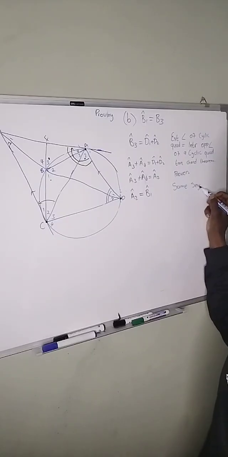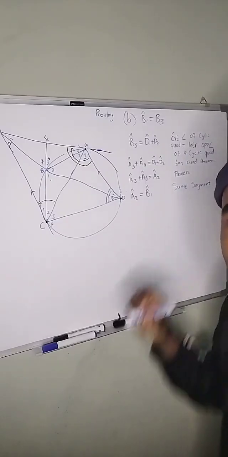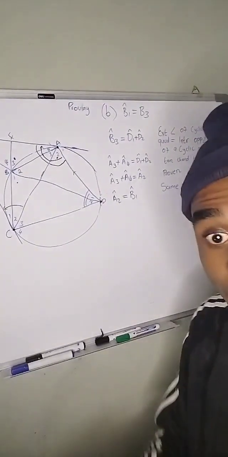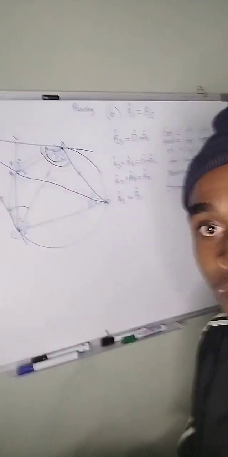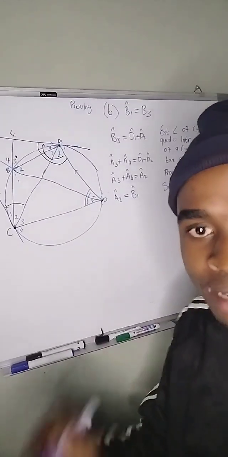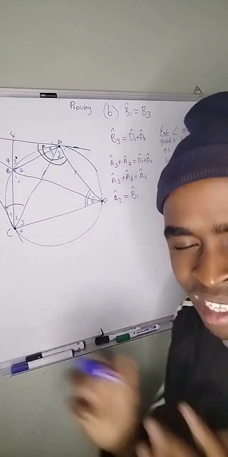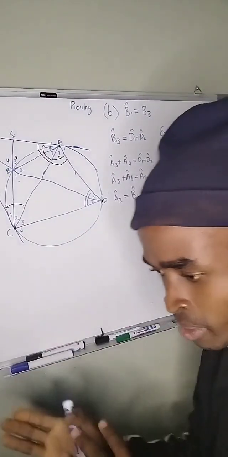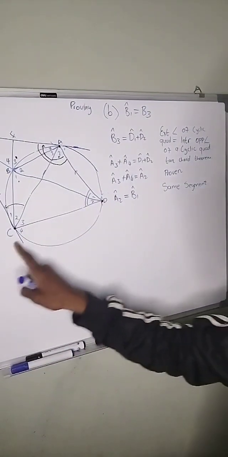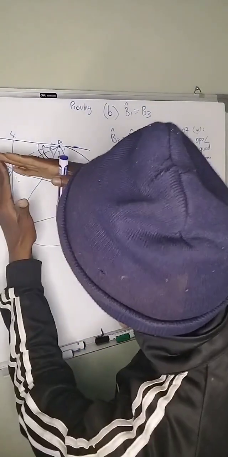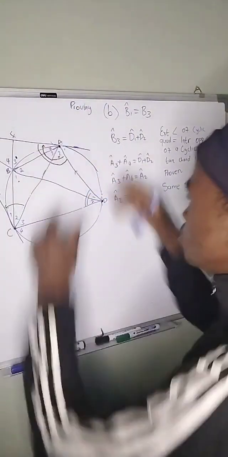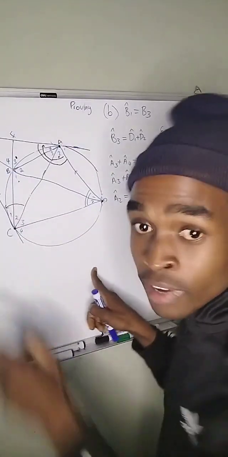When you are supposed to write the reason, I will use this one: same segment. Which segment? I like to be clear with my statements. Same segment. Which segment? DC. DC subtends B1 and it also subtends A2. B1 and A2 are points on the circumference.